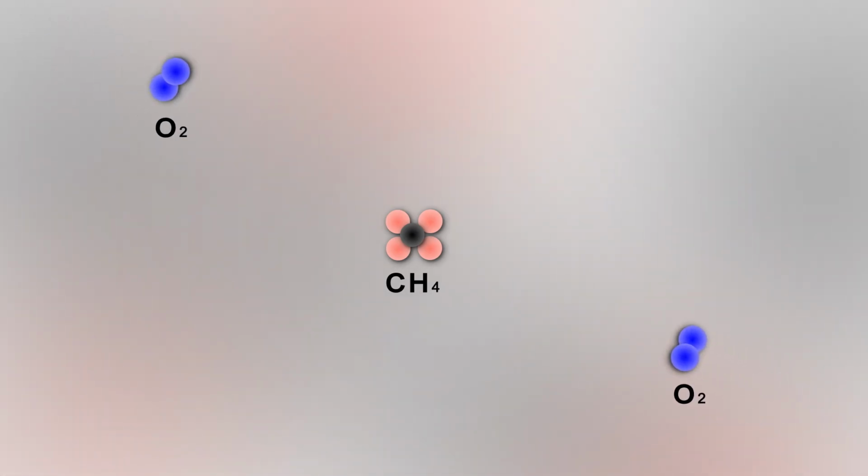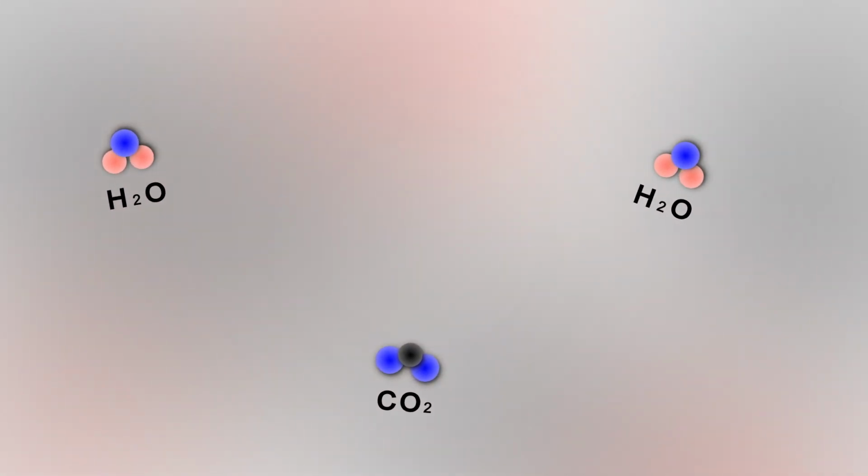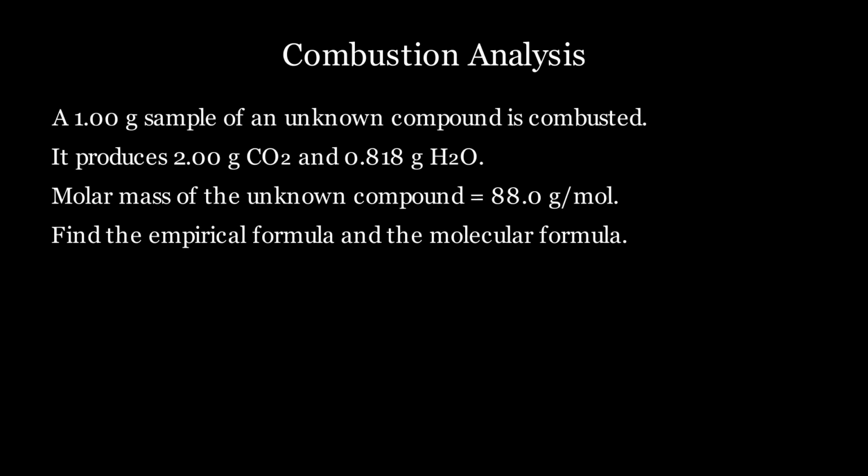Now let's look at combustion in more detail. In combustion, oxygen collides with a hydrocarbon like methane, producing carbon dioxide and water. In combustion analysis, the goal is to find the empirical formula and the molecular formula of an unknown compound.